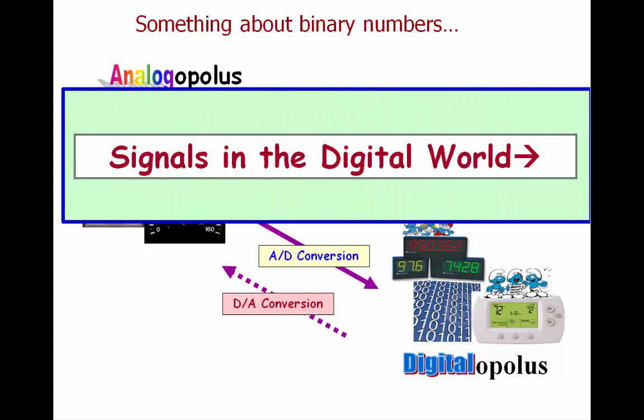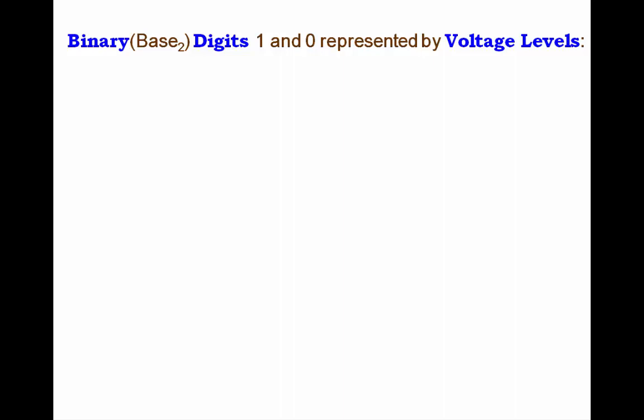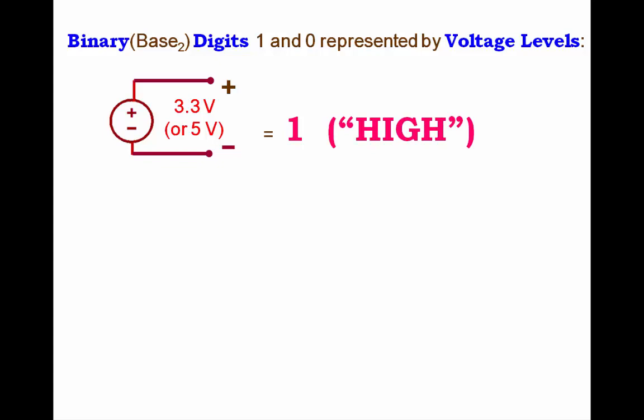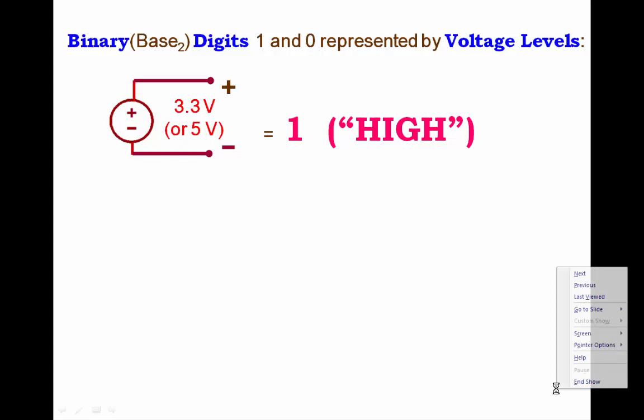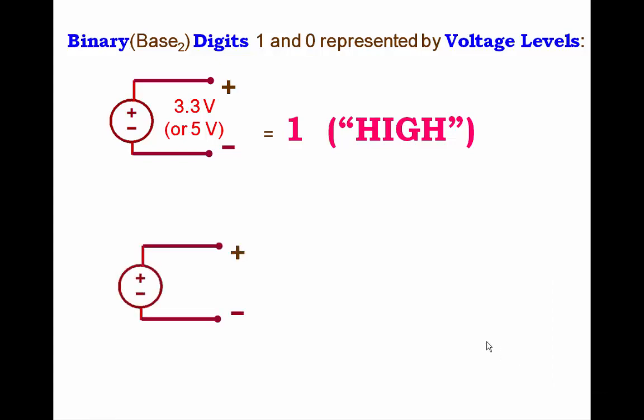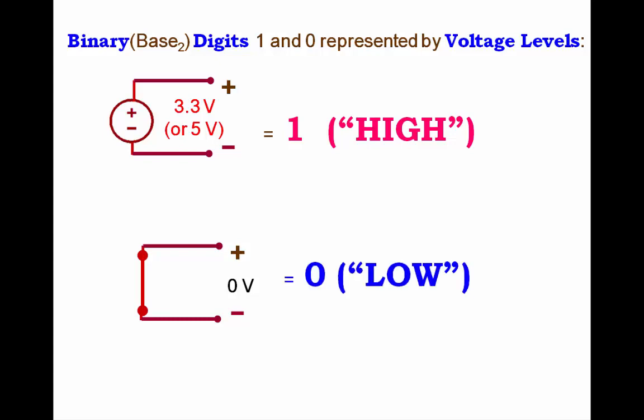Let's talk about how signals are represented in the digital world. The binary or base 2 digits 1 and 0 are represented by voltage levels. A voltage level of 3.3 volts, or 5 volts on the Arduino board, is used to represent the binary digit 1, sometimes called a high state. A voltage source that has been set to 0 is used to represent the binary digit 0, sometimes called the low state.